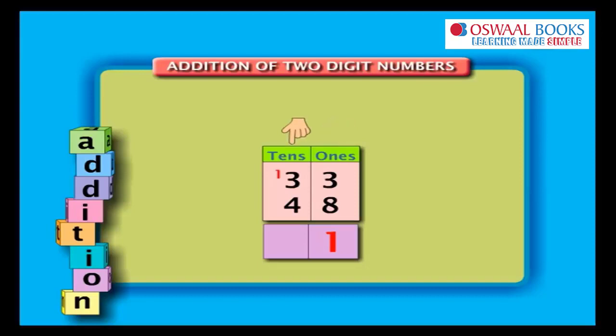Now add the tens column. 3 plus 4 plus 1, which is the carryover number. We get 8. So 33 plus 48 is equal to 81.